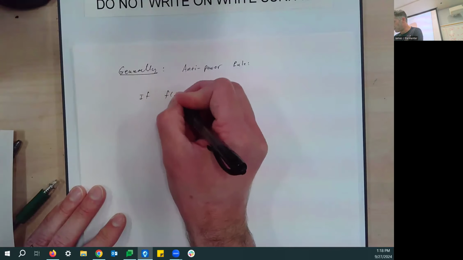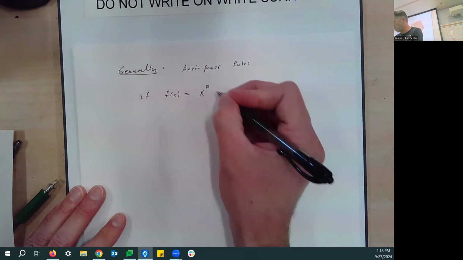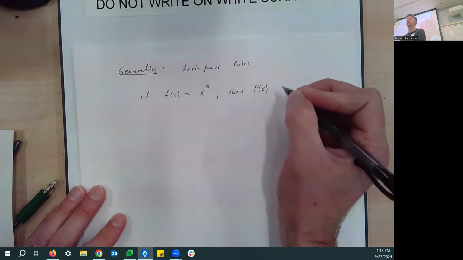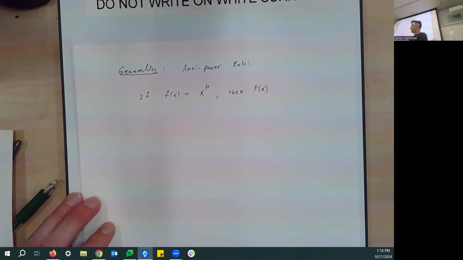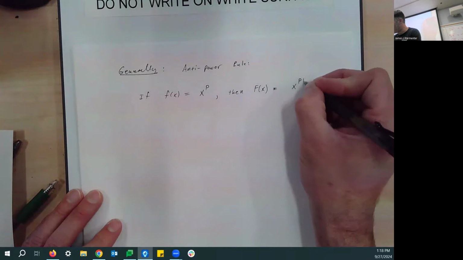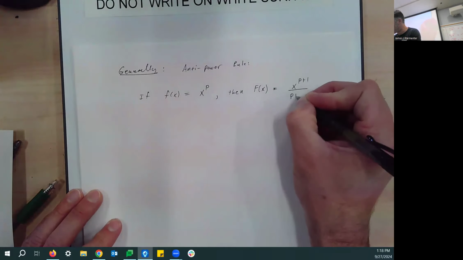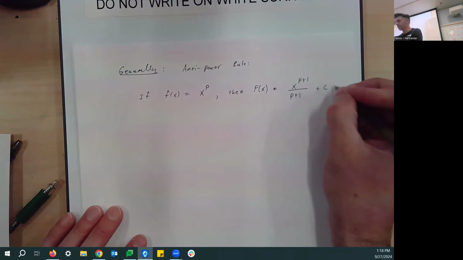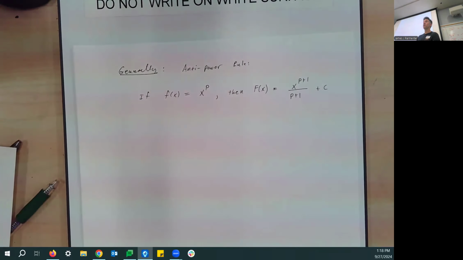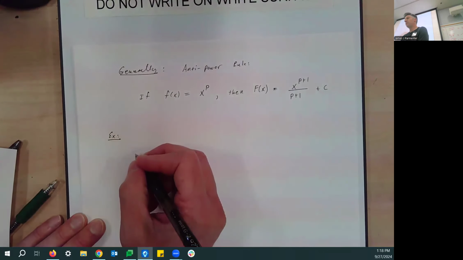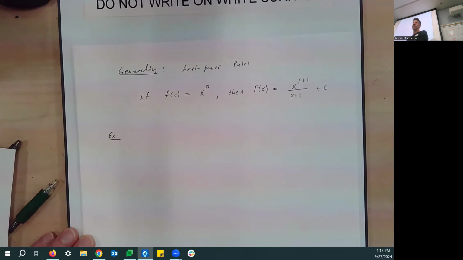if your function is x to some power, then the antiderivative, which again, we're going to use this capital letter to represent the antiderivative for now, is x to that power plus 1 divided by that same power plus 1 plus c. So for example, I'm just going to start using this notation because it gets to be a real pain to keep writing the antiderivative of this function is this function.